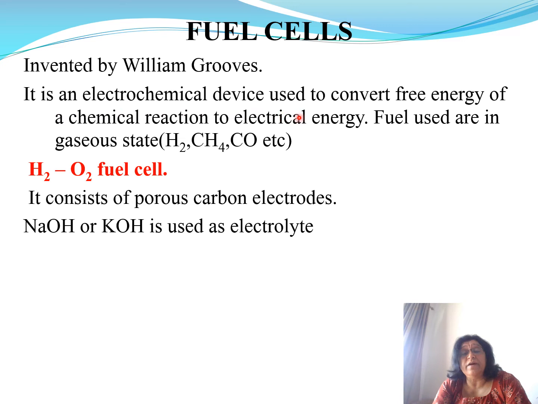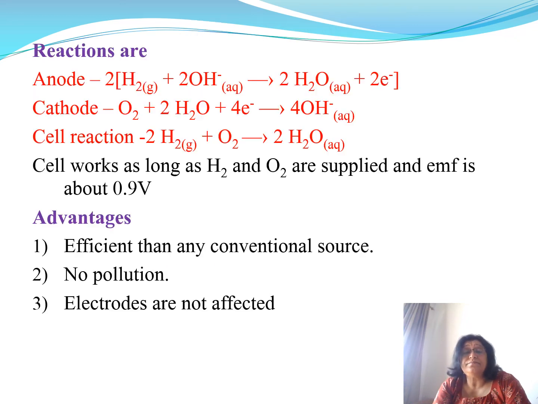It is an electrochemical device used to convert free energy of the cell reaction to electrical energy. Fuels used are in gaseous state: hydrogen, methane, carbon monoxide, any hydrocarbon can be used. It consists of porous carbon electrodes. NaOH or KOH is the electrolyte. Reaction at anode: hydrogen plus OH minus gives you water plus 2 electrons. At cathode, oxygen plus water gives you OH minus. So the cell reaction is 2H2 plus O2 gives you 2H2O. The cell works as long as the hydrogen and oxygen are supplied, and the voltage generated is 0.9 volts.